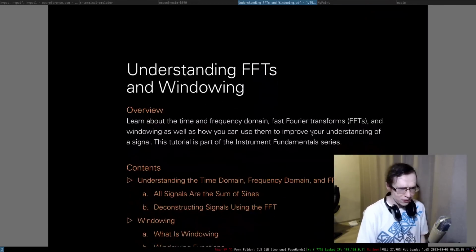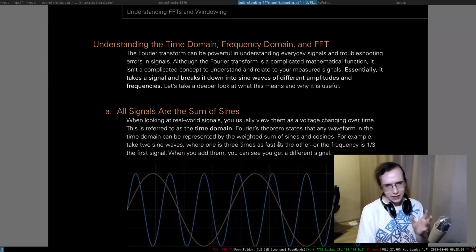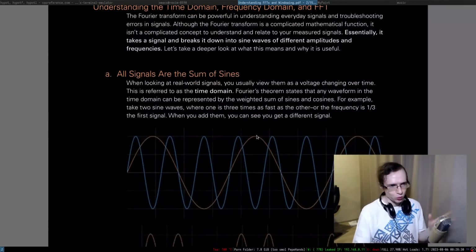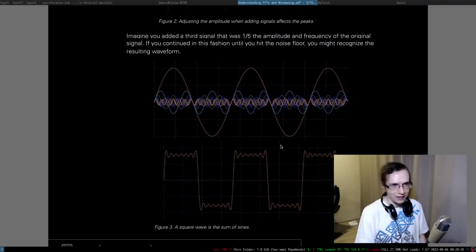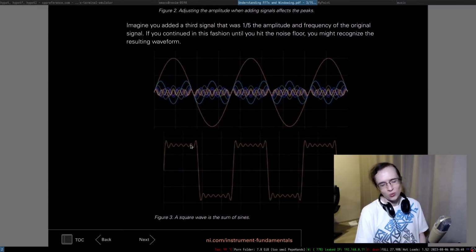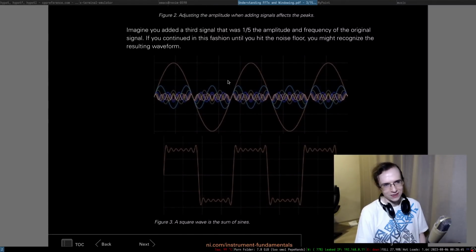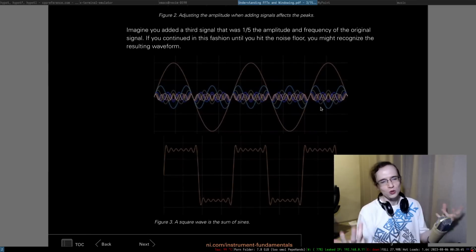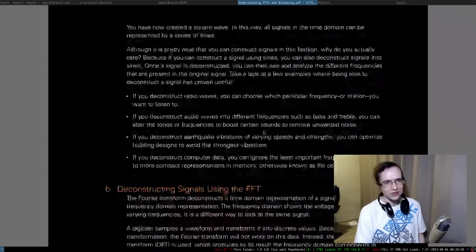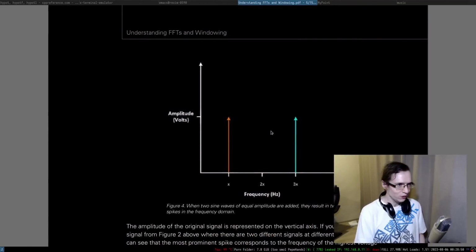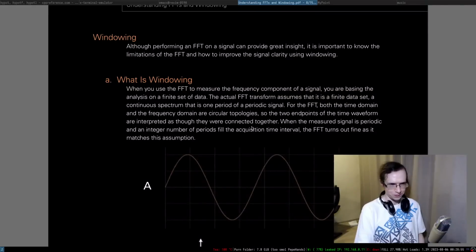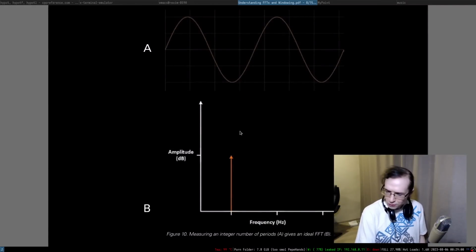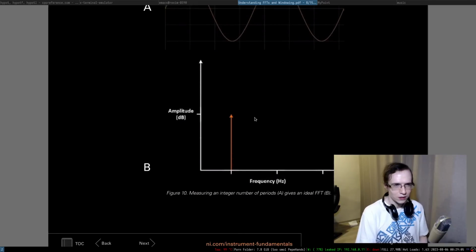So this one is actually really interesting. They explain how FFT works, how a signal is constructed out of several sine waves. Here is a square signal, and this is how many sine signals, how many frequencies, you need to add up to get the square shape. One of the things they're talking about is windowing. There's a whole section on windowing, and it solves a very peculiar problem. So let's explore what kind of problem it solves.